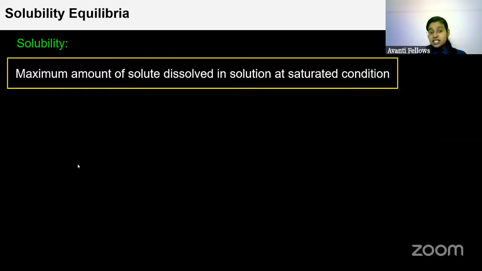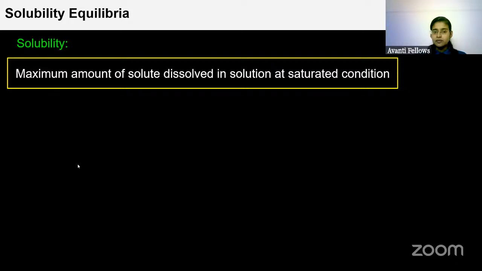Solubility is the maximum amount of solute dissolved in solution at saturated condition. Or else I can say that it is the maximum amount of solute that can be dissolved in a specified amount of solvent. This is called solubility. Now, I am going to give you some cases.